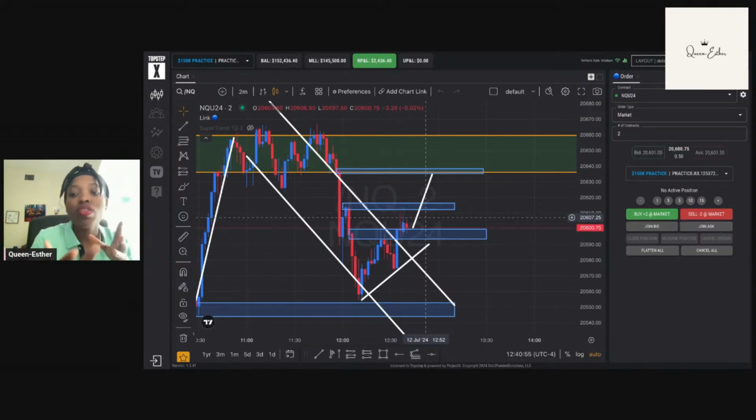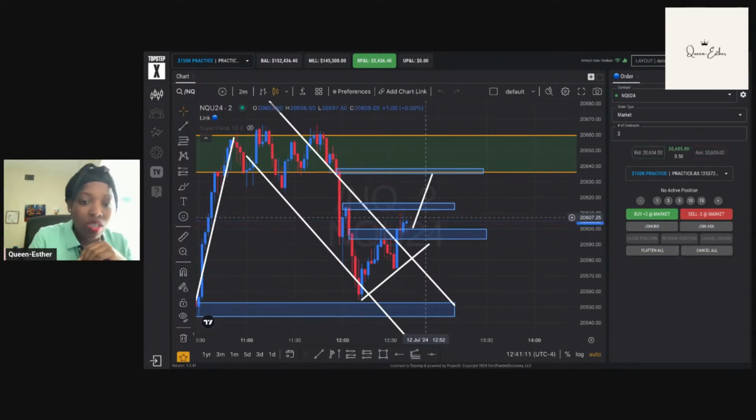And it depends on how much money you have in your account and what your lot size is. Okay, but this is futures, as a matter of fact. I don't even think I said that earlier. Futures use points, or some people call it ticks.